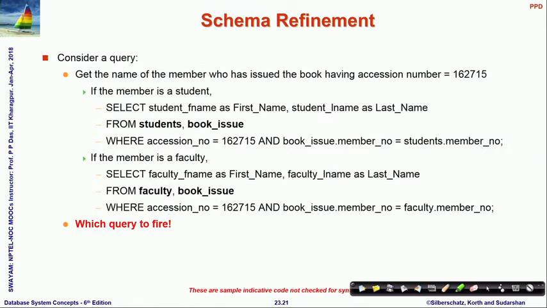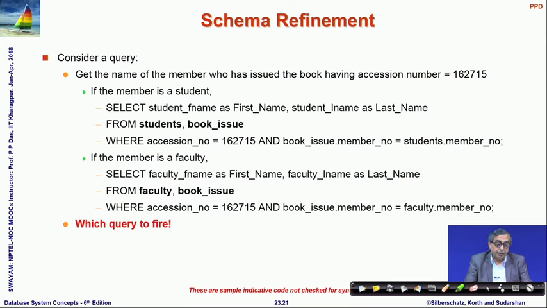So, what kind of issues will we get into? Let us consider a query to get the name of a member who has issued a book, say having accession number 162715. Now, if we have to write a select query for this, we will need to know whether the select query should be written on the student or on the faculty. If this member is a student, then we need the first query where we do a join between student and book issue to find out the student member number who has issued that book, where the accession number gives me the particular book issue record from where this result will come.